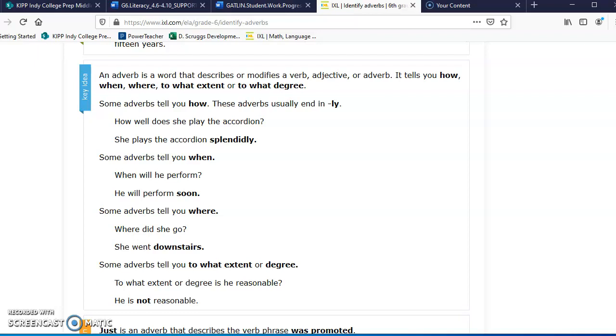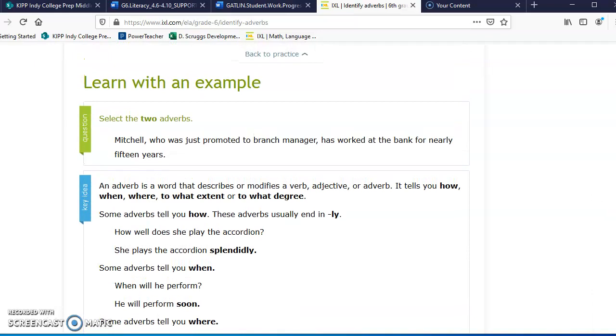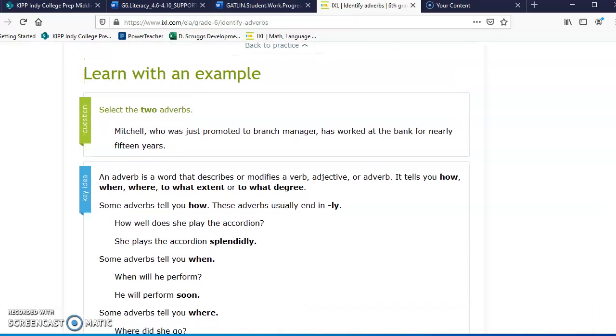Some adverbs tell you to what extent or degree. To what extent or degree is he reasonable? He is not reasonable. So when we go back up to the top, it says, Mitchell, who was just promoted to branch manager, has worked at the bank for nearly 15 years. Do we know by looking just at this sentence what the two adverbs are in the sentence? Remember, it tells you how, when, where, to what extent, or to what degree. I'll give you a few more seconds to try to figure it out.